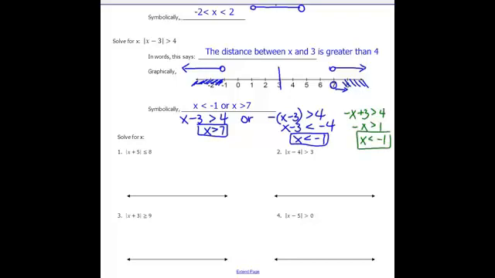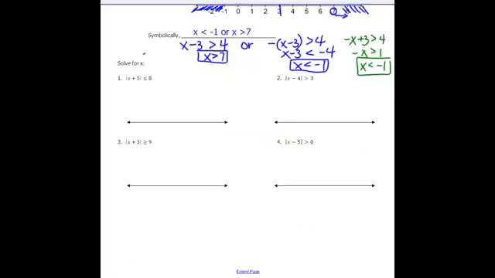So let's try an example here. The next one, example 1, says the distance between x and -5 is less than or equal to 8. So what's that going to look like from a procedural standpoint?